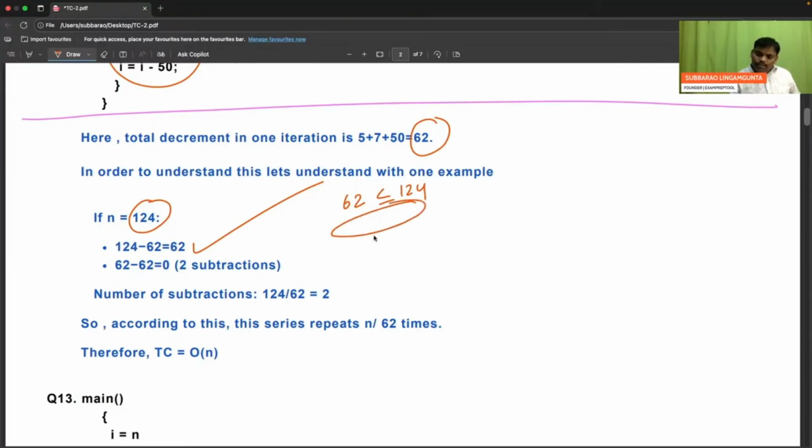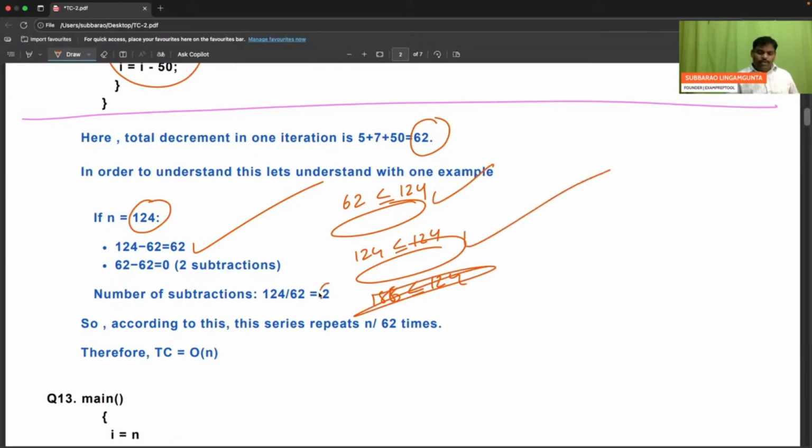Next one, if you observe, it became 124. 124 is less than or equal to 124. Lastly, it became 124 plus 64, I think it's going to be 188 maybe. Sorry, 186. Less than or equal to 124 fails. So stop. So 2 times you did, which is going to be n by 62.